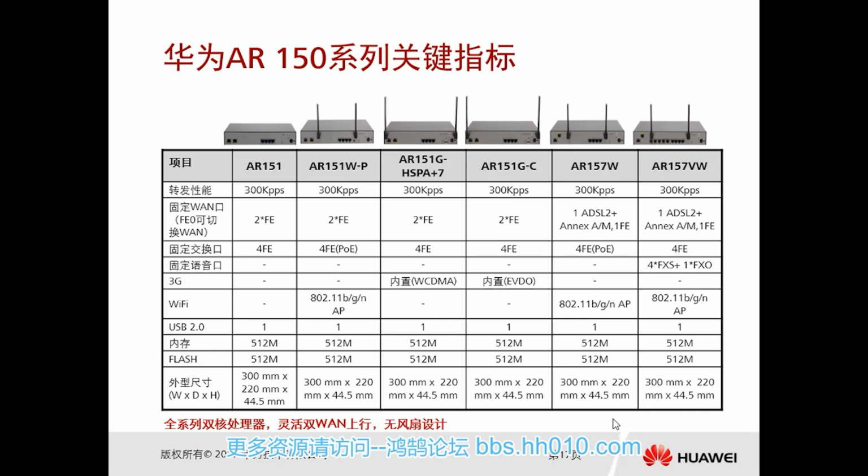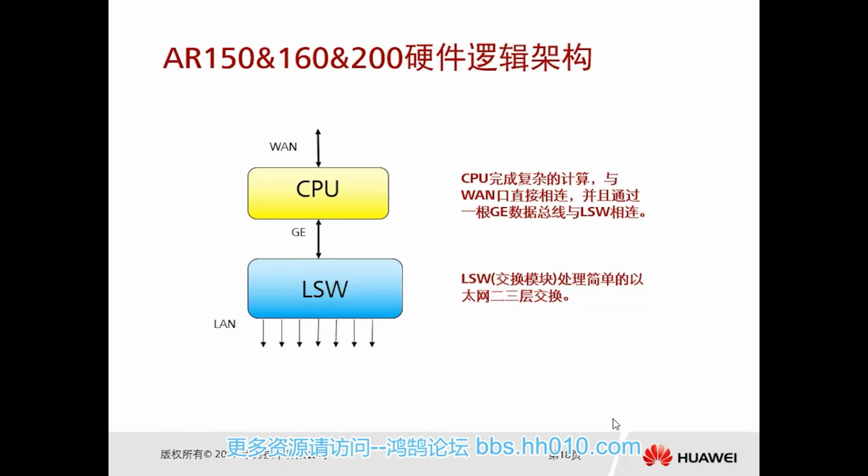So what is the main architecture composed of? Take a look at the two main modules, CPU and LSW. LSW is our switching module. What is the CPU used for? It completes the complex calculations, is directly connected to the WAN port, and is connected through a GE data cable to our LSW switching module. The switching module only handles some simple things: Ethernet layer 2 to 3 switching, data exchange. So this is what the whole thing looks like. The logical architecture here is still very clear.